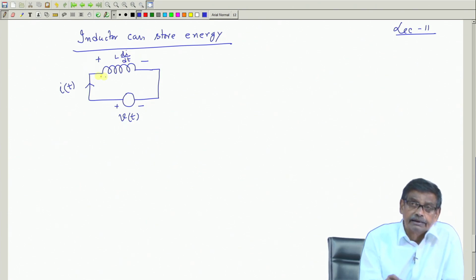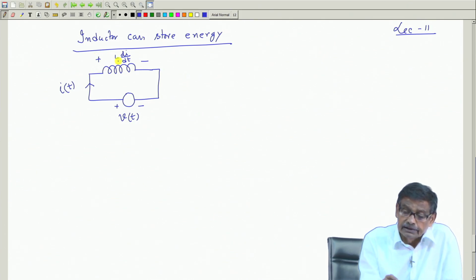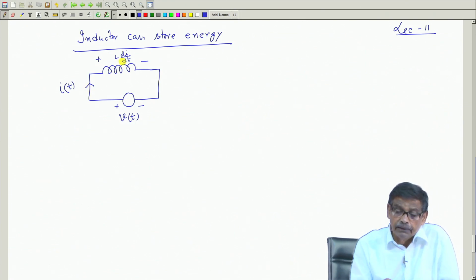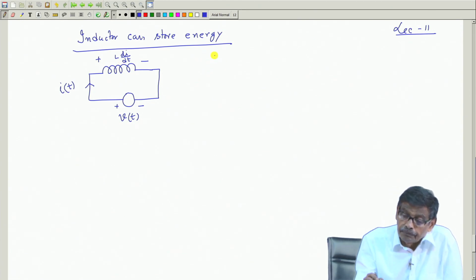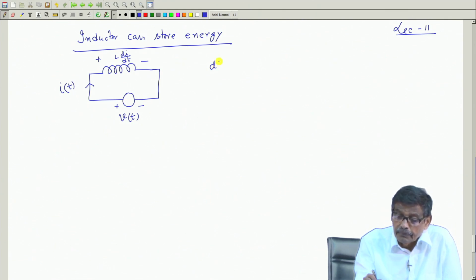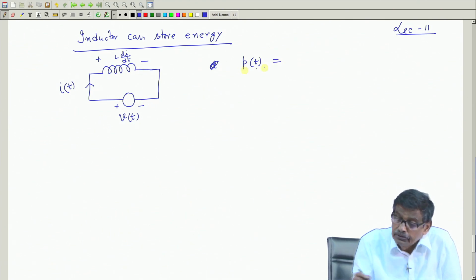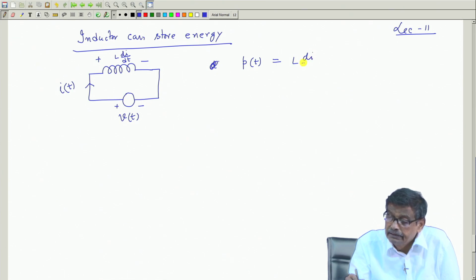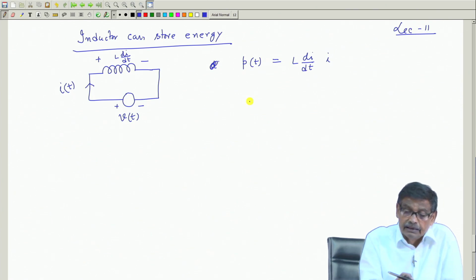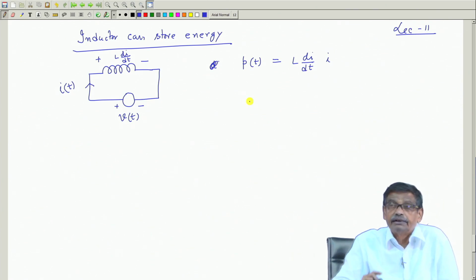Now, if you look at the inductor, the voltage across it is L dI/dt with this polarity, and the current is entering through plus. Therefore, it is going to absorb power. The instantaneous power absorbed at any time t is the voltage, L dI/dt, into the current. This is the amount of power the inductor is absorbing at any time t.